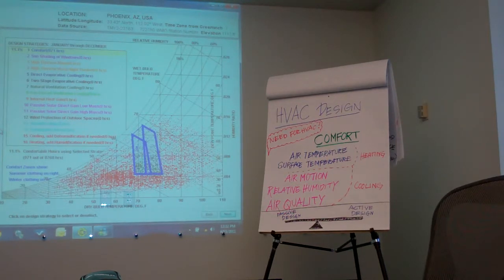Okay, let's look at our psychrometric chart for Phoenix. Only 11% of the year it's comfortable. 11% of the year the outside air temperature is comfortable, and we've chosen comfort as the ASHRAE definition of comfort.